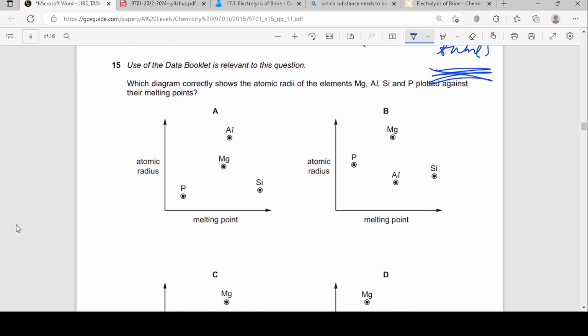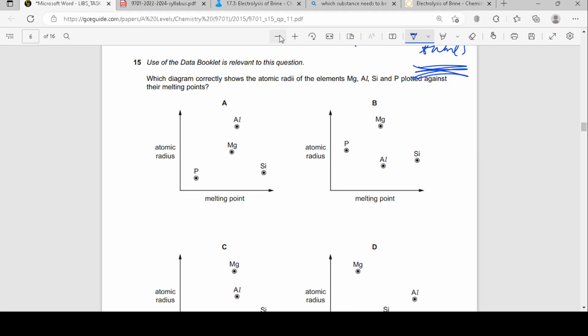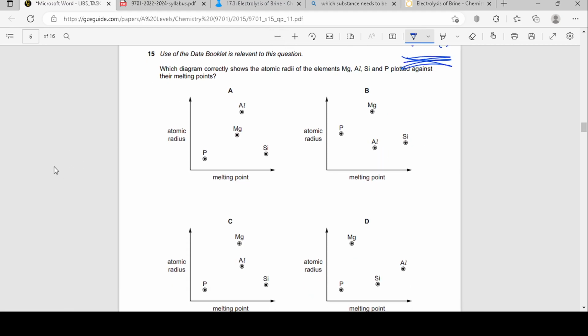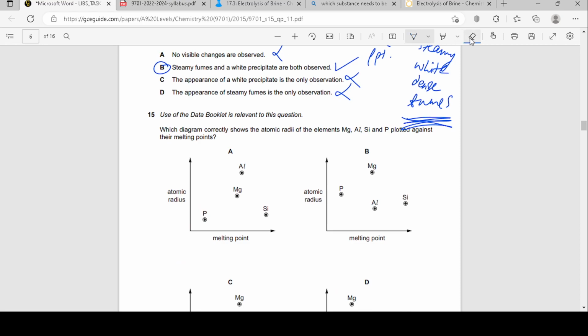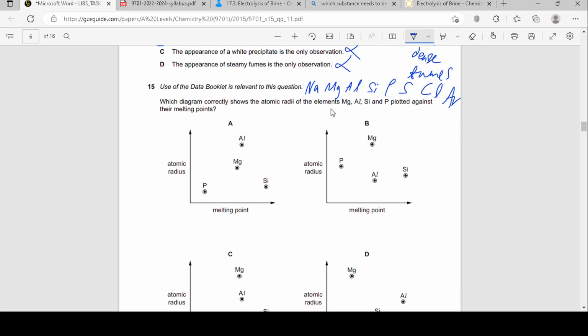Okay. Next question. Use of the data booklet is relevant to this question. Which diagram correctly shows the atomic radii of the elements Mg, Al, Si, and P plotted against their melting points? What I like to do is write down the elements of period 3 first: sodium, magnesium, aluminium, silicon, phosphorus, sulfur, chlorine, argon. If you first talk about their melting points, magnesium and aluminium both have metallic bonding, right?